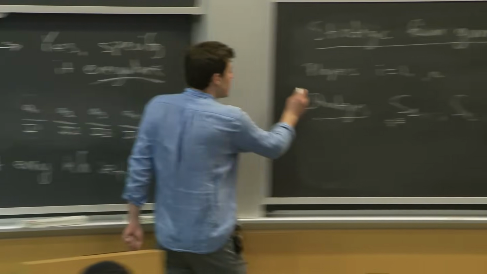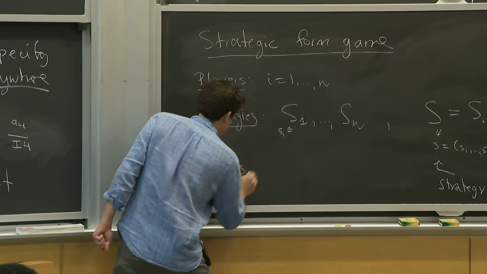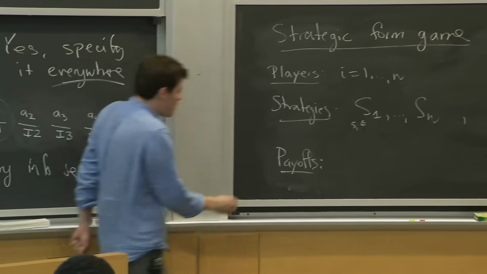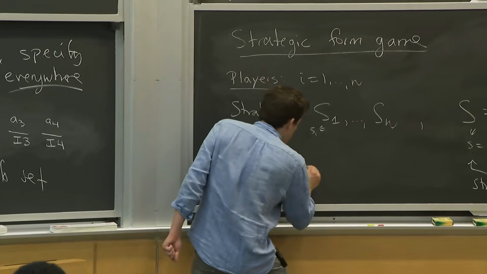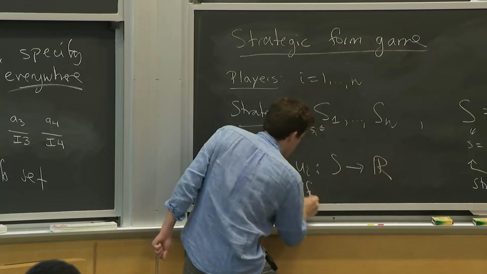And then the last thing is just payoffs. And payoffs, we need a function ui from S to R for i equals 1 to n.